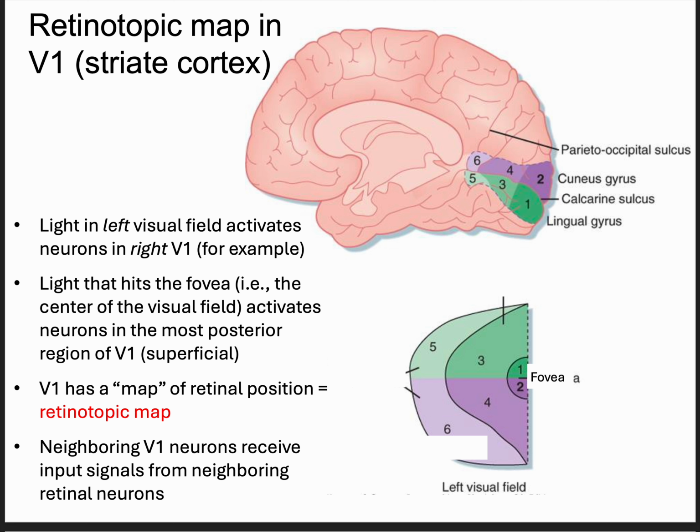Light that hits the fovea, that is, the center of the visual field, activates neurons in the most posterior region of V1, superficial. V1 has a map of retinal position, which is a retinotopic map. Neighboring V1 neurons receive input signals from neighboring retinal neurons. Fovea, left visual field.